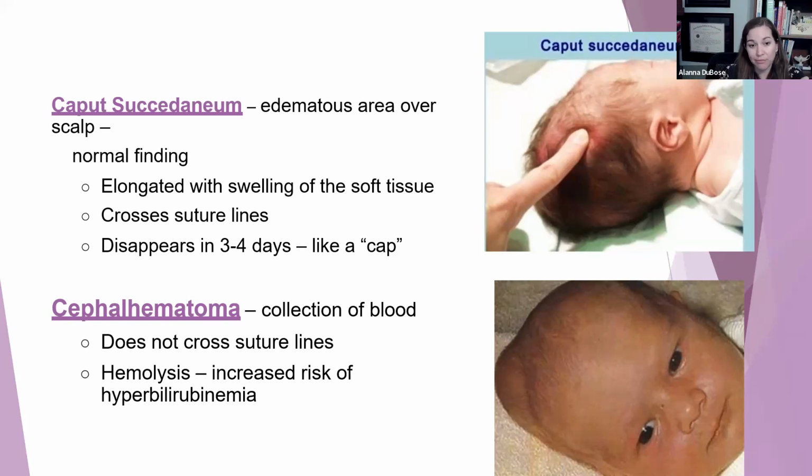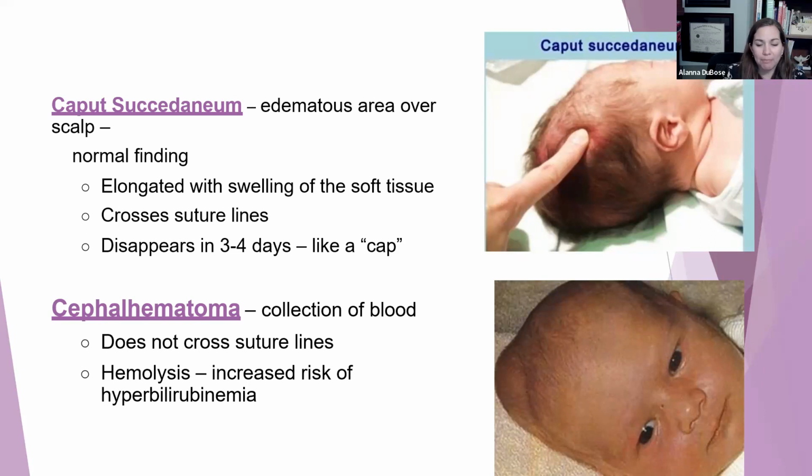This pooling of blood puts them at an increased risk for hyperbilirubinemia, for jaundice, because the body then has to start breaking down this huge pool of blood. And as the body breaks down the blood, bilirubin, unconjugated bilirubin, is the byproduct that the liver can't really process very well yet. The baby's also not stooling, having frequent bowel movements yet. So it's all just building up in the bloodstream. So cephalohematoma puts the baby at a higher risk of hyperbilirubinemia, and it's also a birth injury.